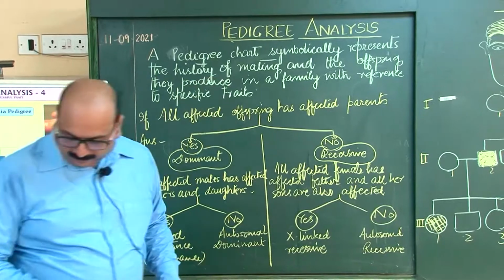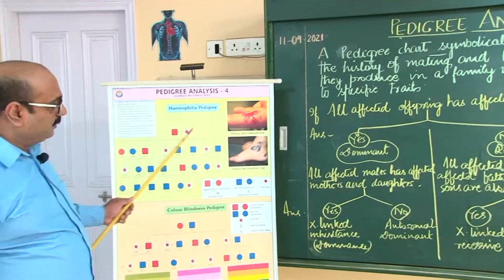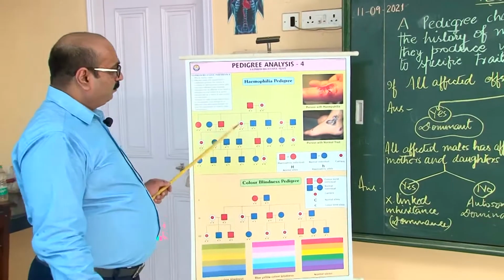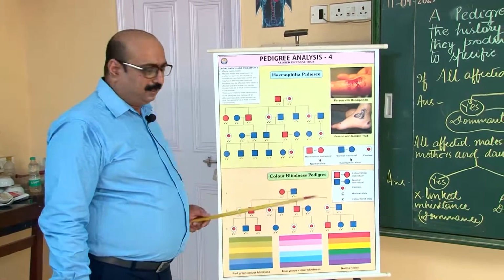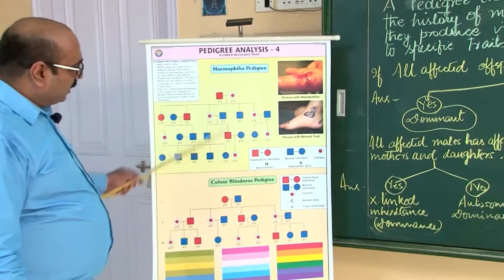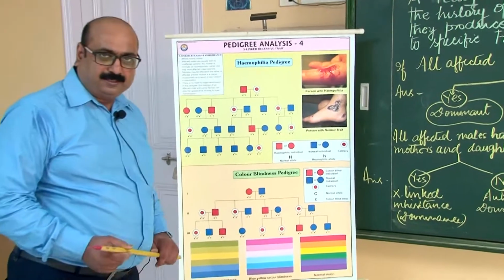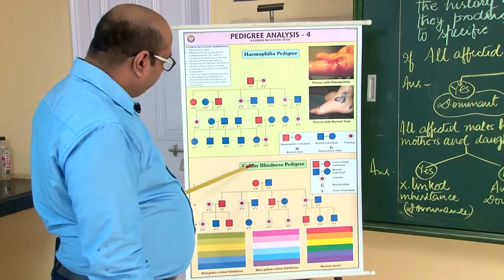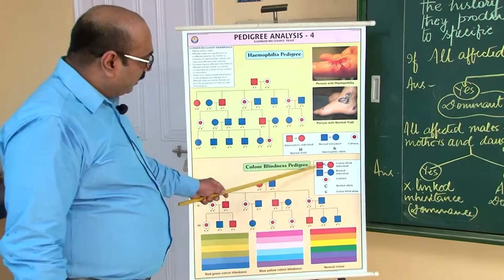Here are a few cases of pedigree analysis: hemophilia, color blindness, widow's peak, rolling tongue. In this chart, the hemophilia pedigree analysis is there, and the color blindness pedigree analysis is there. Let us see color blindness. All symbols are given here.